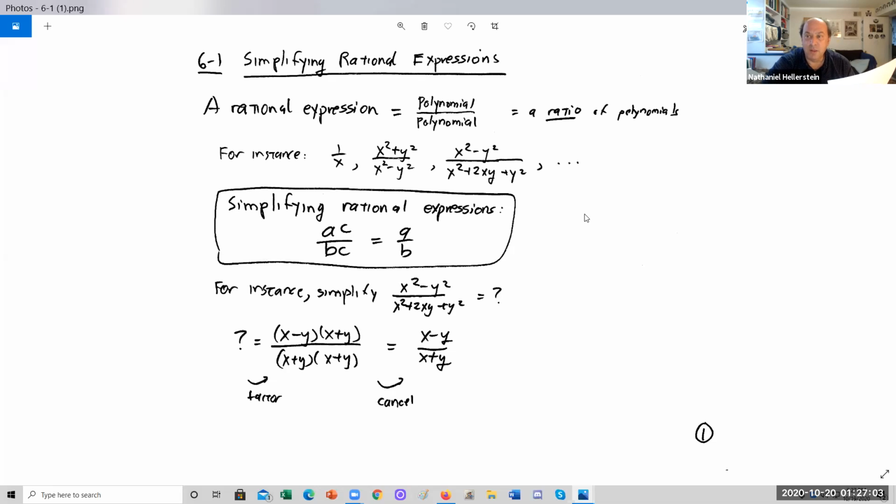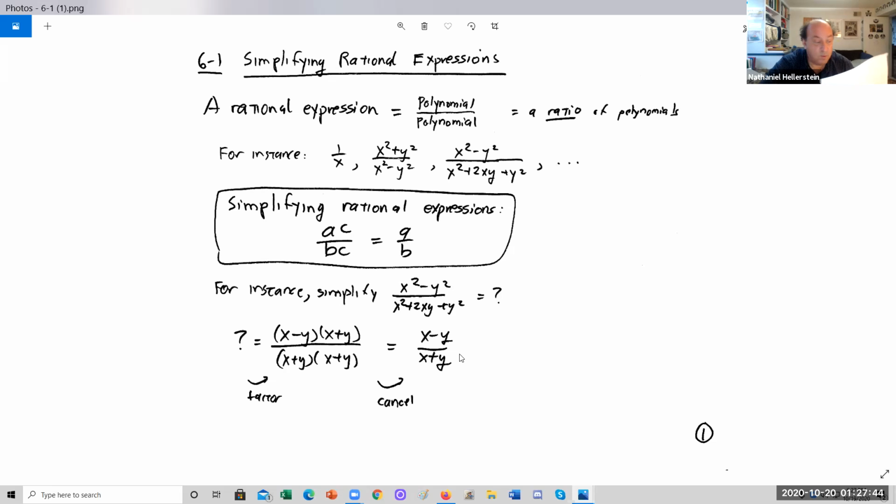Now, as usual, you can simplify a ratio by canceling common factors. For example, this expression here, x squared minus y squared over x squared plus 2xy plus y squared, is what? Well, the numerator is a difference of squares, which turns into a difference times the sum, x minus y times x plus y. Here's 1, 2, 1. So that's a square of a sum, x plus y times x plus y. Now these have a common factor of x plus y, which cancel. So we're left with what's left over, x minus y over x plus y.